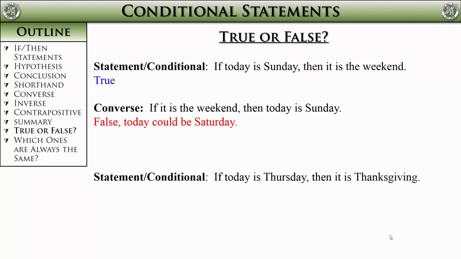Here I have, if today is Thursday, then it is Thanksgiving. So put yourself in that situation. Assume that it is Thursday. Does it also have to be Thanksgiving? No. There are tons of Thursdays that aren't Thanksgiving.